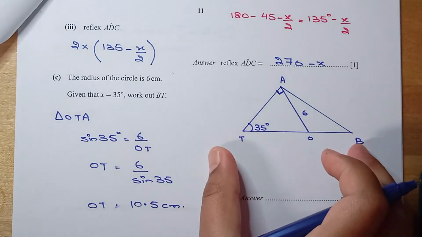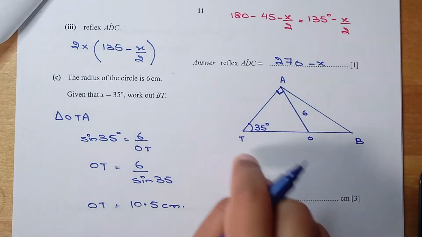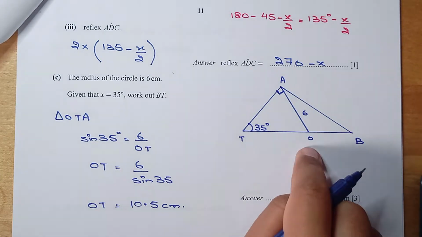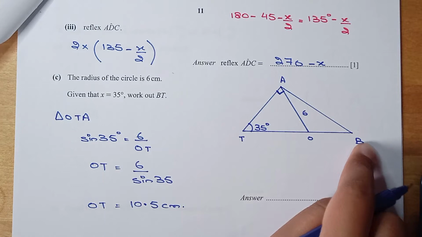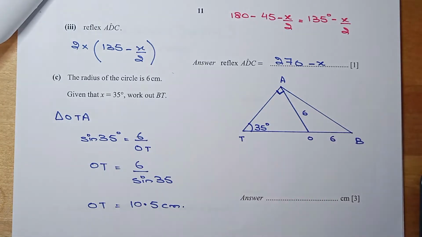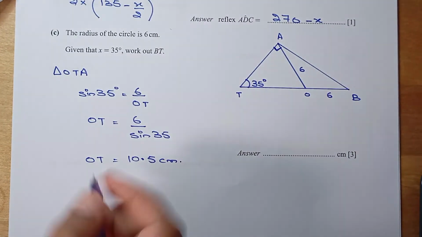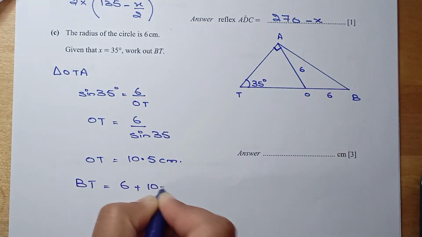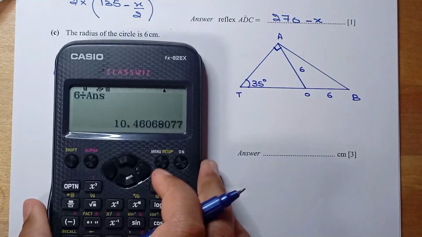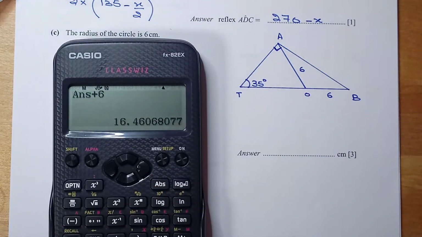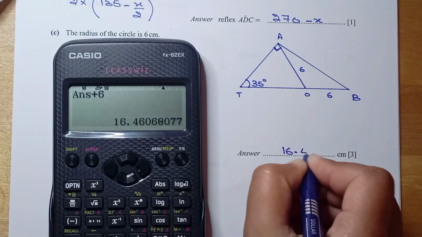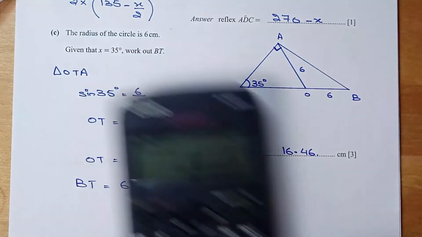So B to T is basically a sum of B to O and O to T. So we got OT. OB is again the radius of the circle, from the origin to the point on the circumference, which is a radius. This is 6. So when we add 6, we will get BT. So BT is 6 plus 10.5. So we need to add 6. This is 16.46. 16.46 centimeters is the side BT.